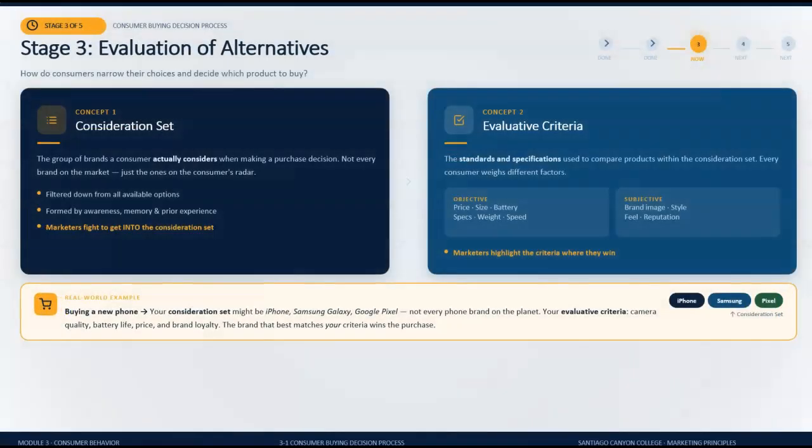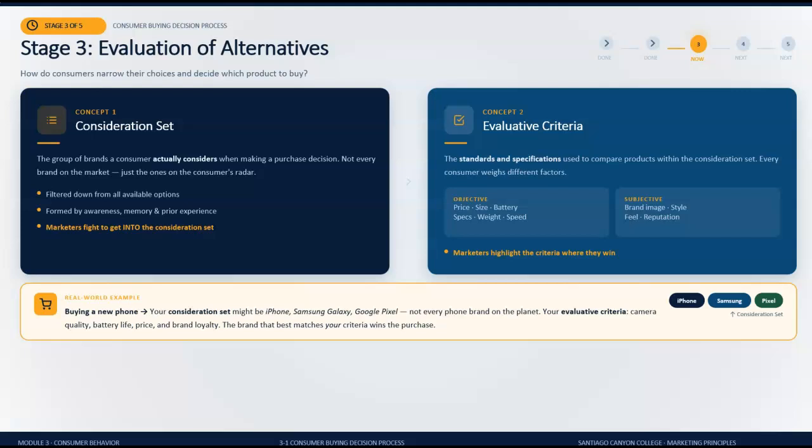Stage 3 is where we evaluate our alternatives. So concept 1, consideration set. The group of brands a consumer actually considers when making a purchase decision. So for example, back to when they were looking for coffee. There are different types of coffee shops. Maybe they just want coffee from a gas station. There's many places that sell coffee. So this is where we consider what kind of coffee am I looking for? So they filter down from all available options formed by awareness, memory, and prior experience. And then marketers fight to get into this consideration set.